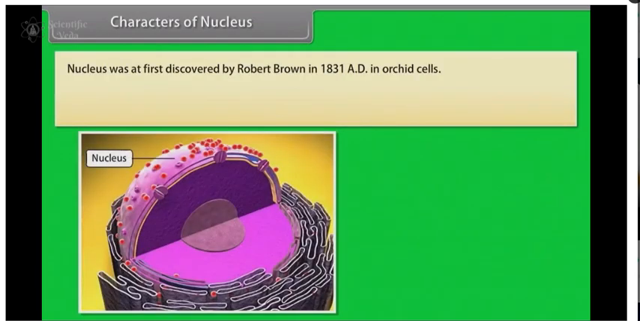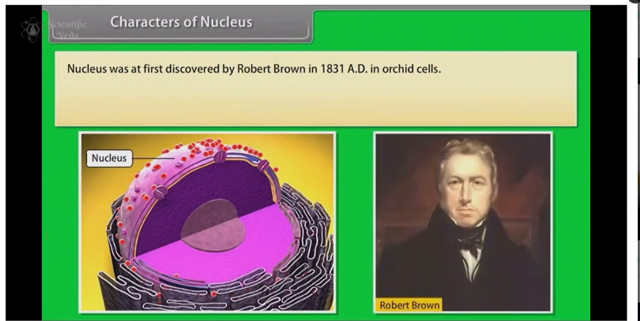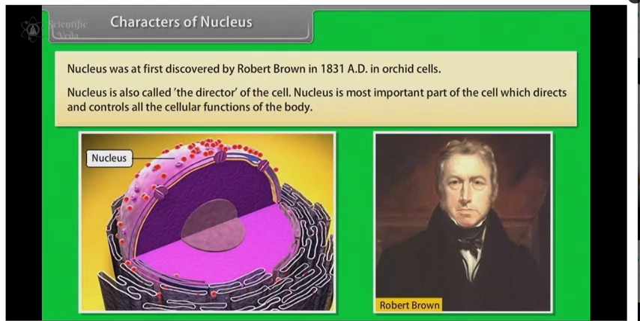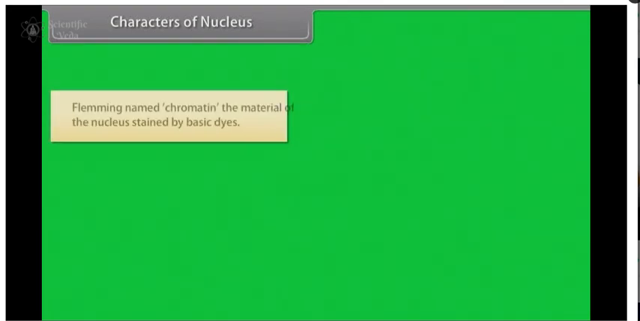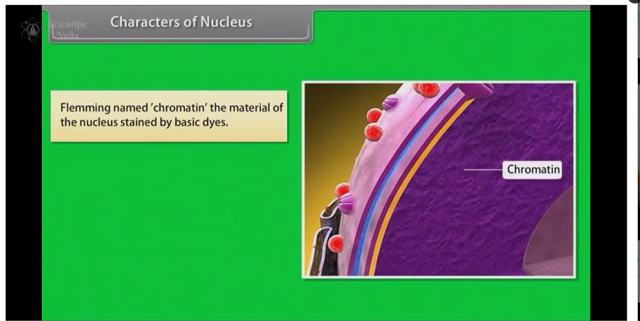Characters of nucleus. Nucleus was at first discovered by Robert Brown in 1831 AD in orchid cells. Nucleus is also called the director of the cell. Nucleus is the most important part of the cell, which directs and controls all the cellular functions of the body. Fleming named chromatin the material of the nucleus stained by basic dyes.